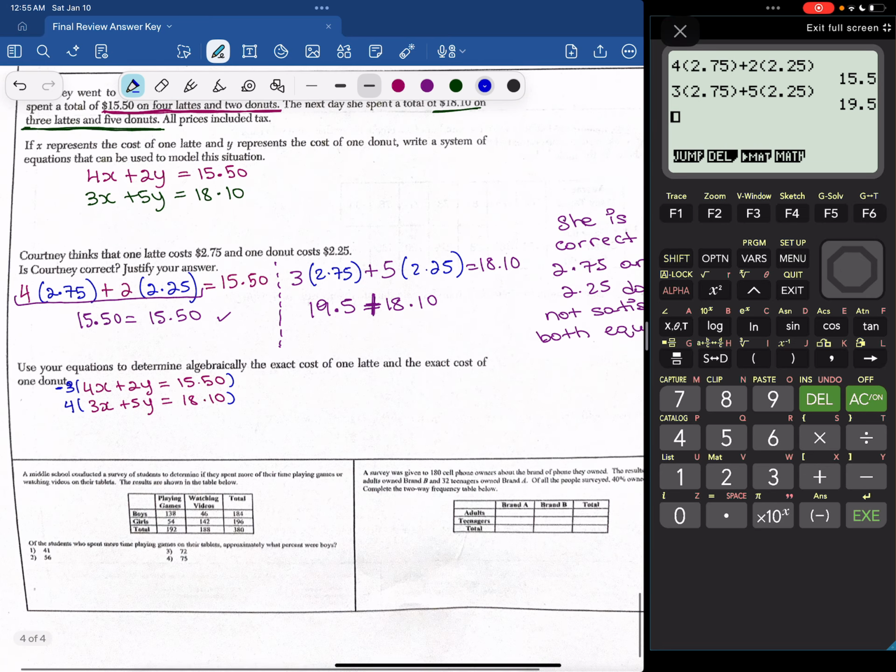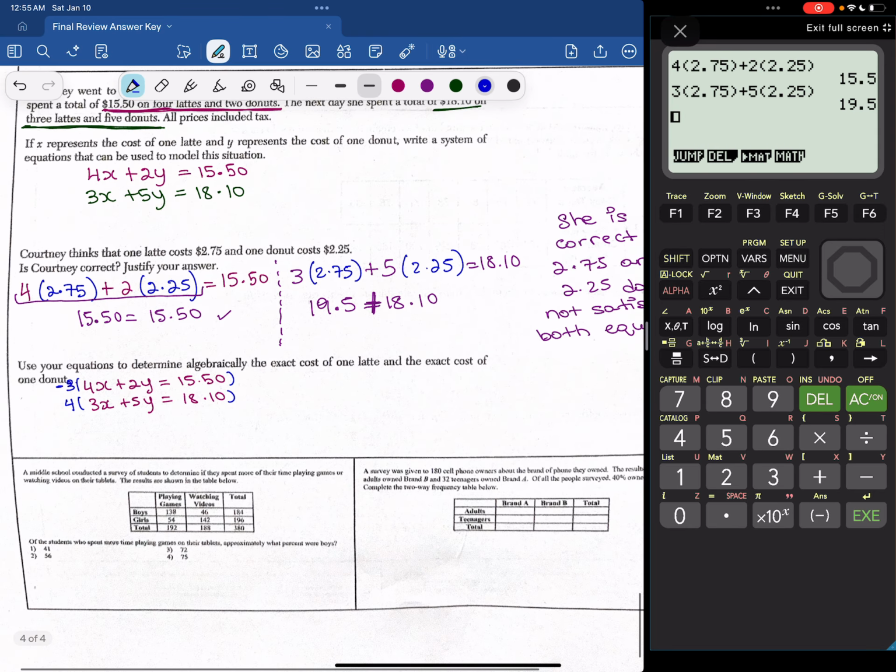Now we're just going to distribute and simplify. So -3, let me just organize this a little bit so it's not very messy. -3 times 4x is -12x. -3 times 2y is -6y. And -3 times 15.50 is -46.5.